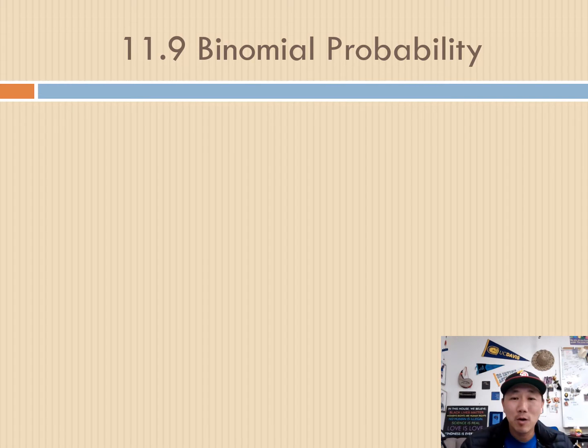11.9, Binomial Probability. As you have noticed, we've already done 3 lessons on section 11.9, just because it's an important section. It covers a lot of stuff, so I split it up into 3 different sections. This one being the last of it, Binomial Probability.